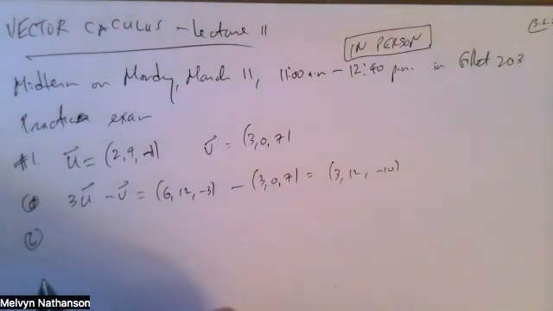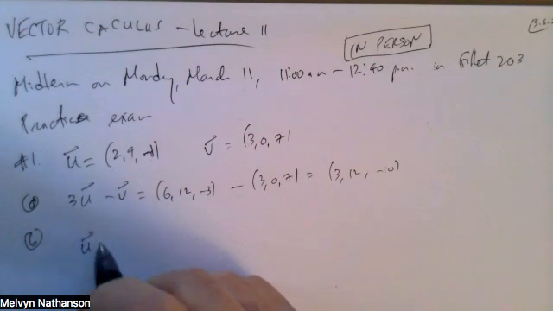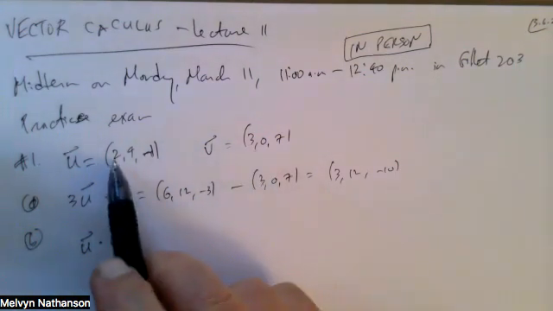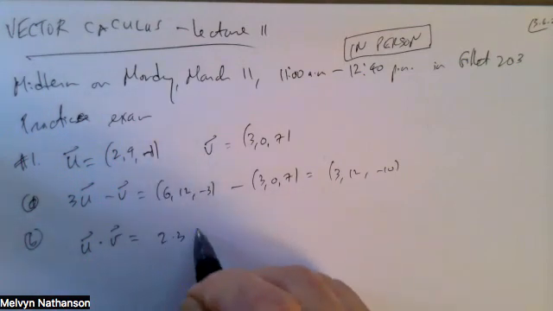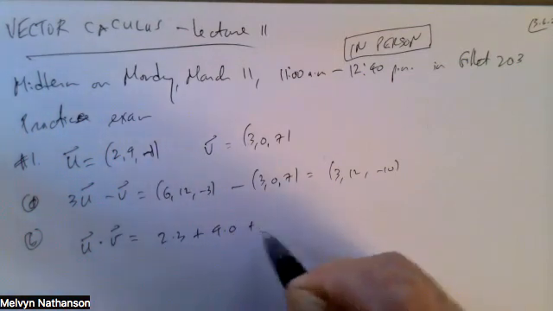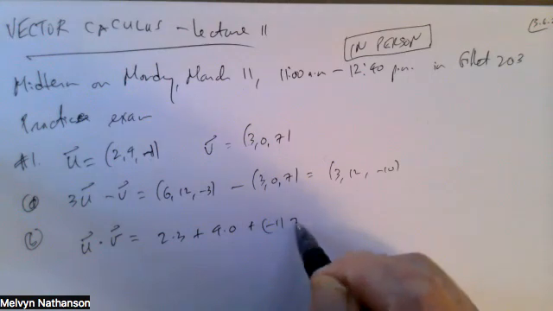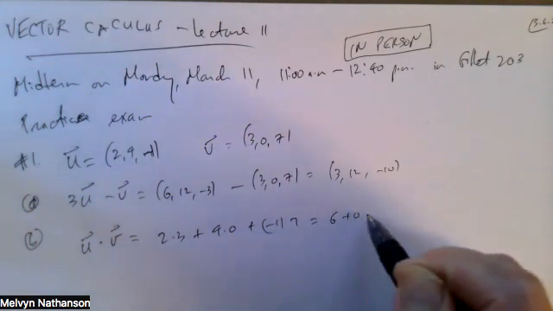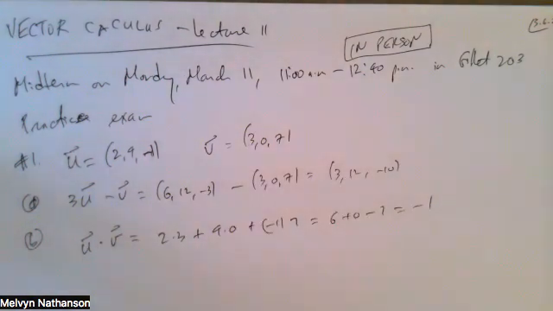What about B? The dot product. So you multiply coordinates and add: 2 times 3 plus 4 times 0 plus minus 1 times 7. 6 plus 0 minus 7 is minus 1.